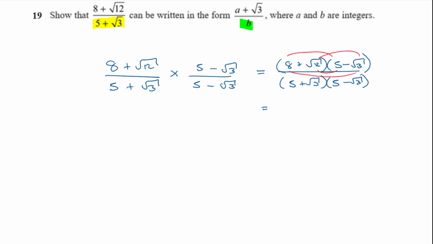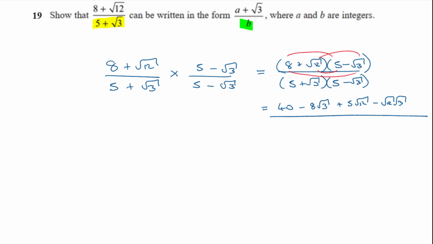Okay, let's do the top first. 8 times 5, that is 40. 8 times negative root 3, that's minus 8 root 3. Root 12 times 5, that is plus 5 root 12. And root 12 times root 3, I'm just going to write it like it is. I'll deal with it in a minute. So root 12 root 3 like that on the top. Okay, now on the bottom things go a little bit easier because I mean I could do it all long, but actually you don't need to.